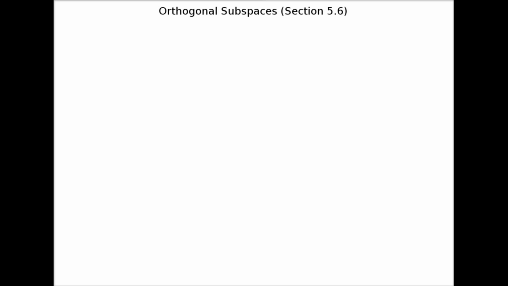Okay, onward and upward. Let's talk about orthogonal subspaces. Of course, you know what it means for two vectors to be orthogonal. It simply means that their inner product is 0. So what about two subspaces? You say two subspaces are orthogonal if every vector from one is orthogonal to every vector from the other.